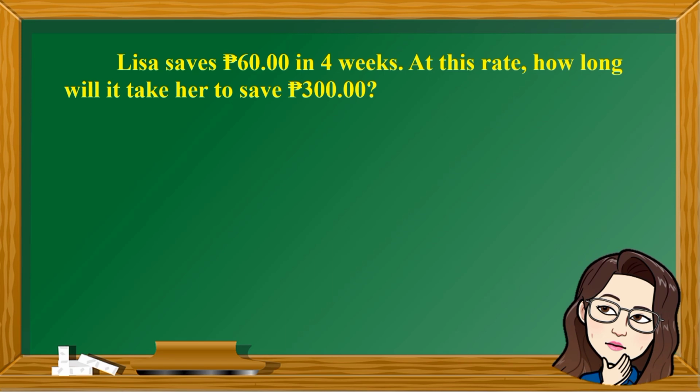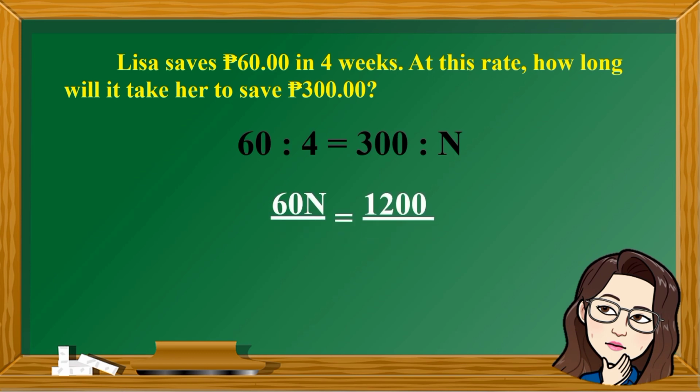This time, let's use the multiplying the extremes and the means method. 60 times n equals 60n. 4 times 300 equals 1200. Divide both sides by 60. 60n divided by 60 is equal to n. 1200 divided by 60 is equal to 20. The value of n is 20. That means it will take 20 weeks for Lisa to save 300 pesos.